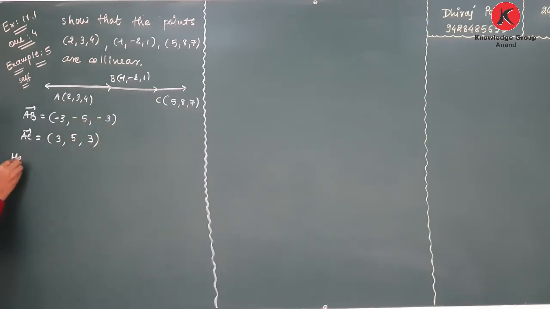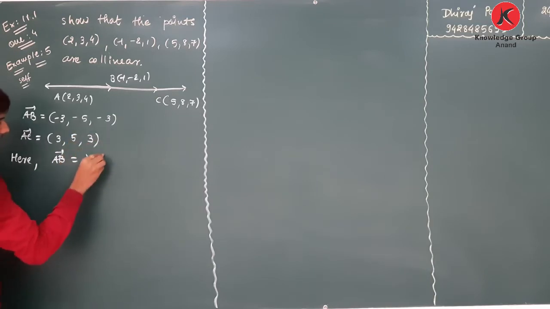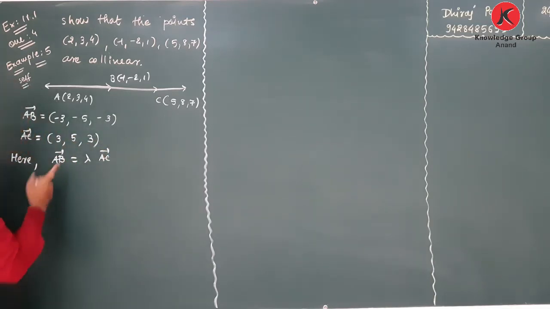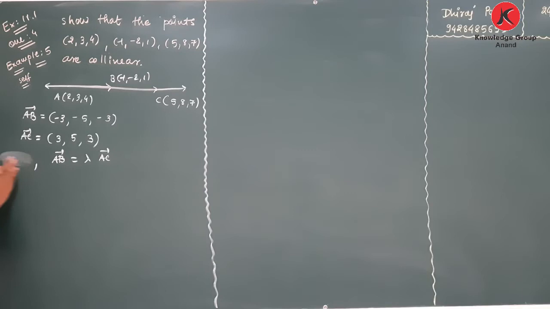So here vector AB equals lambda times vector AC. If we take vector AB equals lambda times vector AC, because we have to prove that AB and AC are collinear vectors. If such a lambda, any scalar, exists like this, AB vector equals lambda times AC, then we can say that AB and AC are collinear vectors. Otherwise we can't say that.